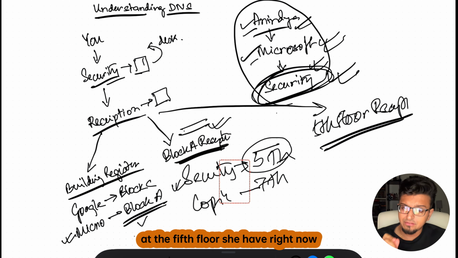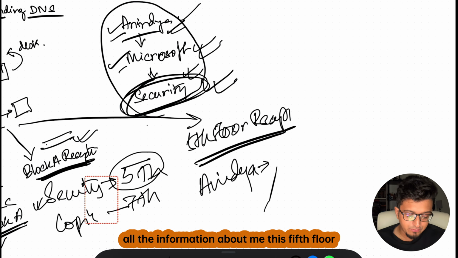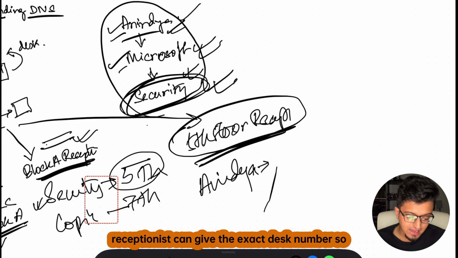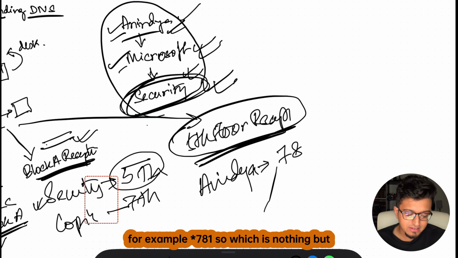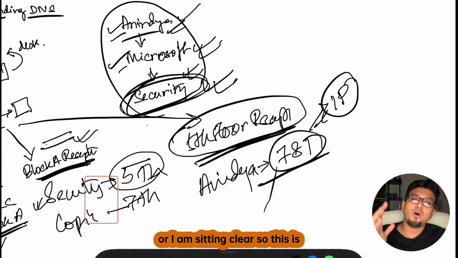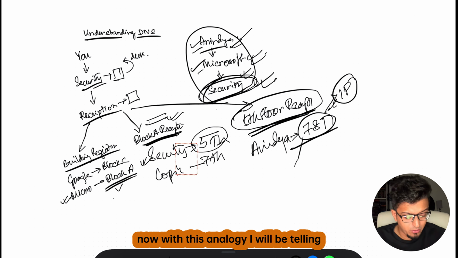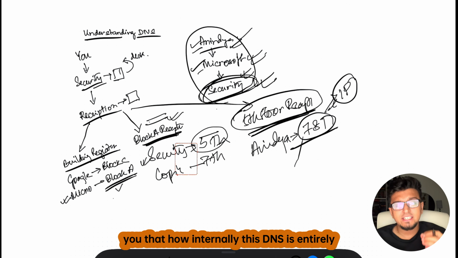Once she is at the 5th floor, she now has all the information about me. This 5th floor receptionist can give the exact desk number, for example 761, which is nothing but the IP address on which I am deployed or sitting. Clear? So this is what the entire DNS is all about. Now with this analogy, I will tell you how internally this DNS is built.